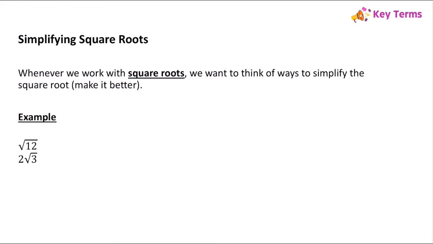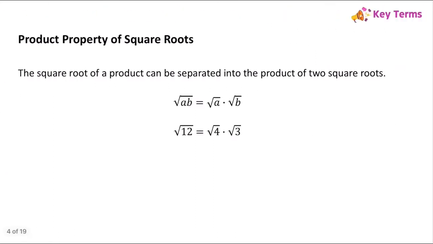So for example, if we have a problem with the square root of 12, we want to simplify it and rewrite it as 2 times the square root of 3. In order to do this, we need to use something called the product property of square roots. This tells us that the square root of a product can be separated into the product of 2 square roots. So for example, if we have the square root of AB, that can be rewritten as the square root of A times the square root of B.